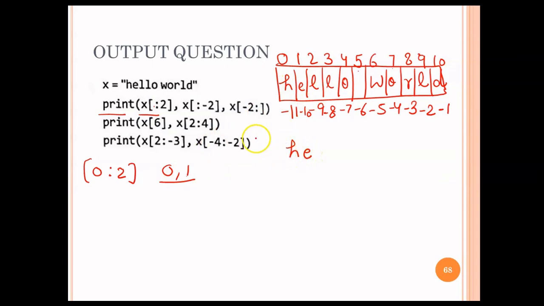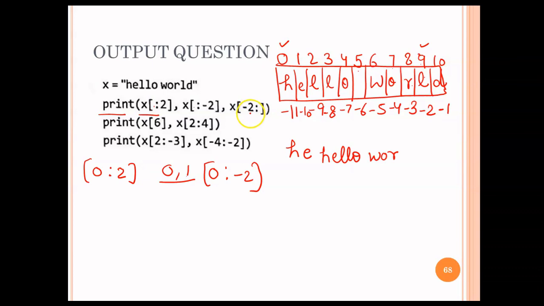Okay, HE. Then you have again here, you can see there is no value for the starting. So again it is 0, but this time -2. So this one is 0 and -2 is this one. But this is not going to display. So it will display HELLO space WOR.